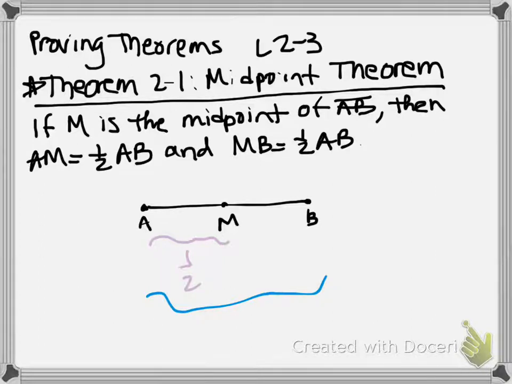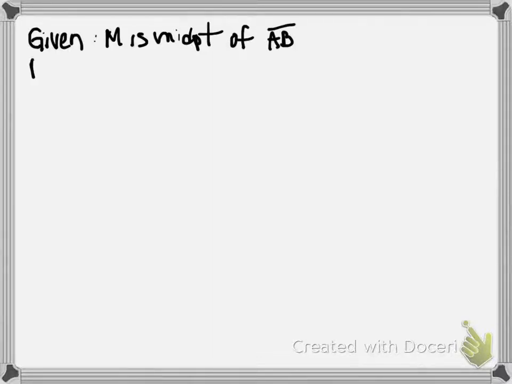When we're proving a theorem, we can't use it in our proof, otherwise we wouldn't be proving. So I'm going to go to the next page. What we do is we take the hypothesis of that theorem, and that becomes what we are given to use in our proof. We've got that M is a midpoint, and I like to use abbreviations, of segment AB. And we're going to prove the conclusion of that theorem, which would be the measure of AM is equal to 1/2 the measure of AB, and the measure of MB is equal to 1/2 the measure of AB.